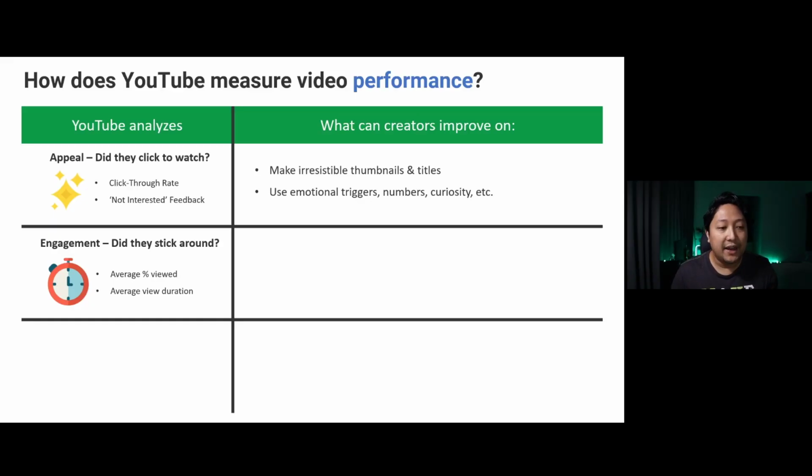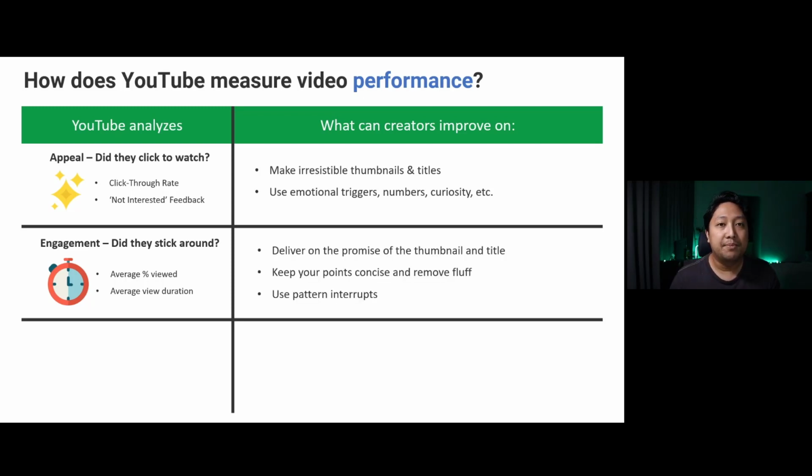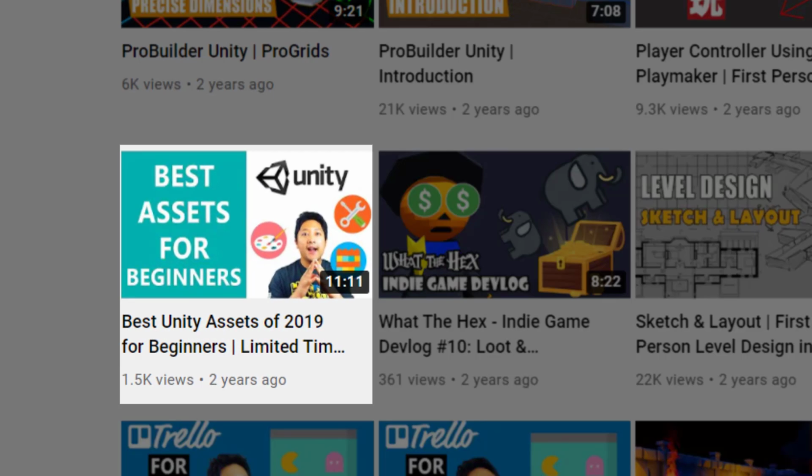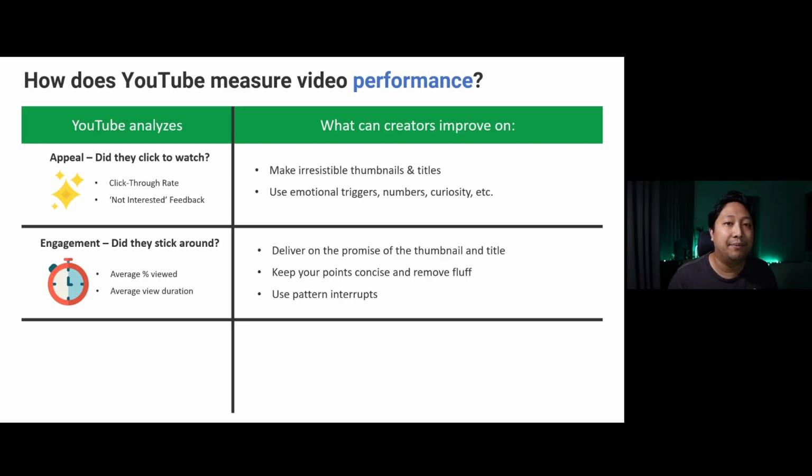So the next thing to look at is engagement. YouTube analyzes this by looking at the average view percentage and also the average view duration. As a creator, you have to make sure that you deliver the promise that you have made from the title and the thumbnail. So if your title and thumbnail is suggesting a tutorial for Photoshop, then you better make sure that the video itself is a tutorial about Photoshop. When it becomes more specific, if the tutorial is for beginners, you have to make sure that there are no advanced things being mentioned unless you are redirecting them to another video.